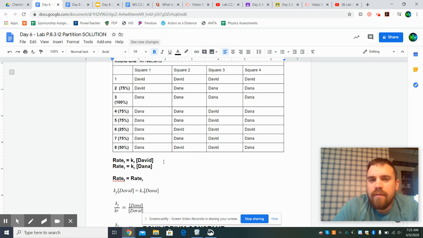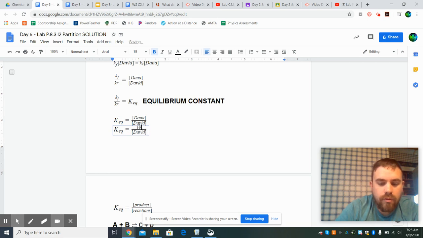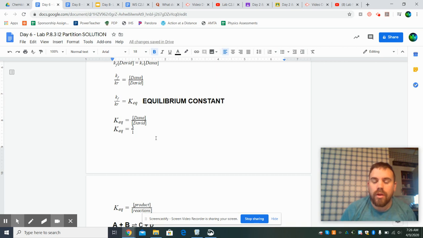What does it mean to be 75% in this example? Well, if it's 75%, then that means there are 3 Dana particles for every 1 David particle. Oh, wait a minute. So you're telling me that the equilibrium constant, I could figure it out. It'd be 3 Dana particles for every 1 David particle. Therefore, the equilibrium constant for this reaction here is 3 to 1.